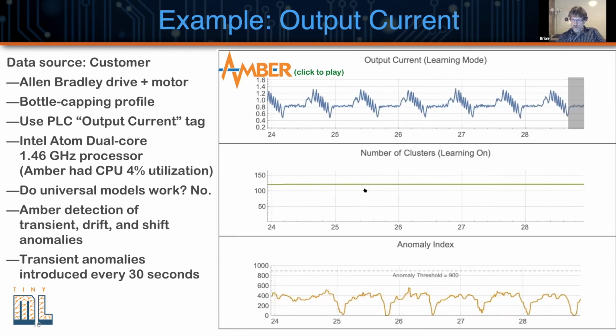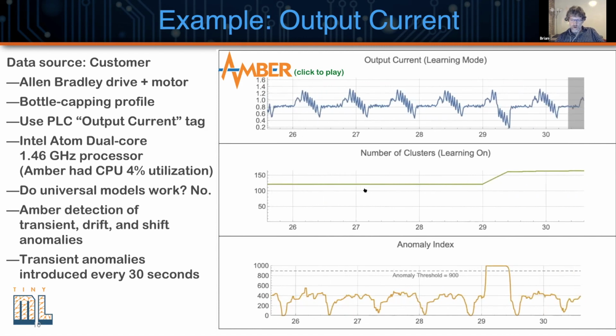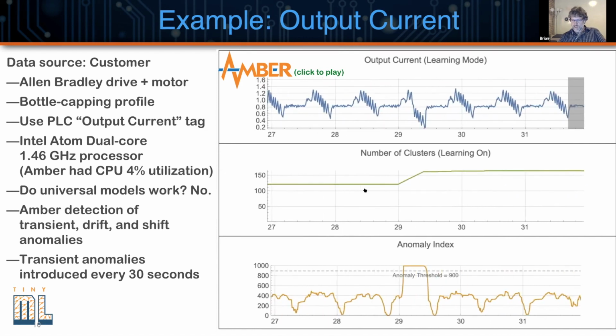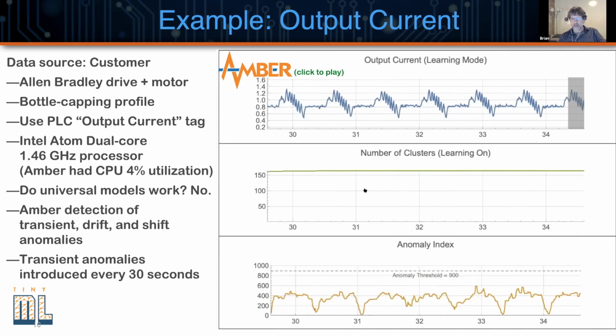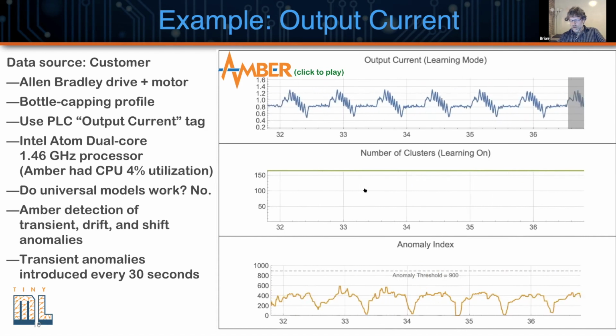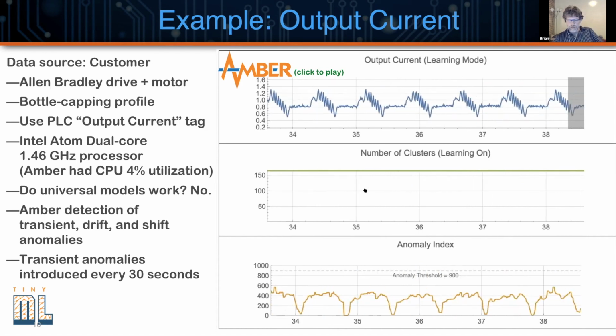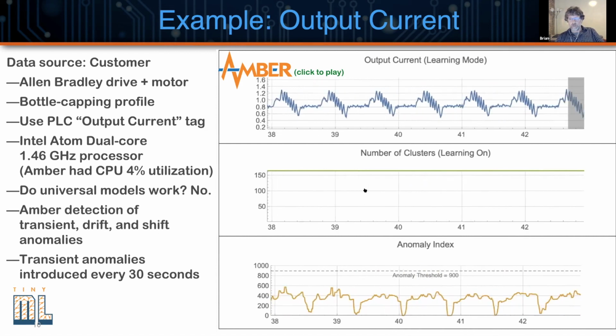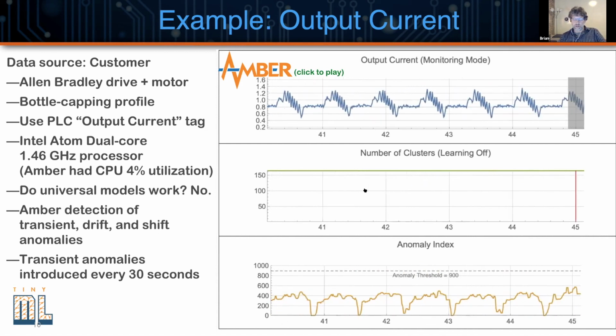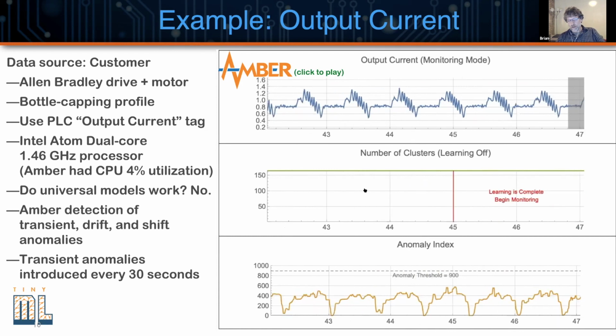As you look down to the bottom, you see one of our core analytic outputs, the anomaly index, and this ranges from 0 to 1,000. And when it sees something in the signal that's atypical based on the model that's built, it spikes very high. Anomaly detection threshold values of 850, 900 are pretty universally useful.